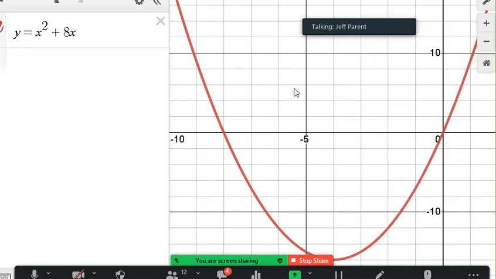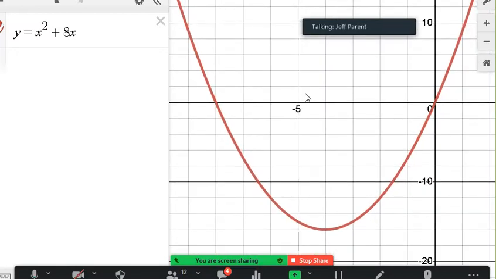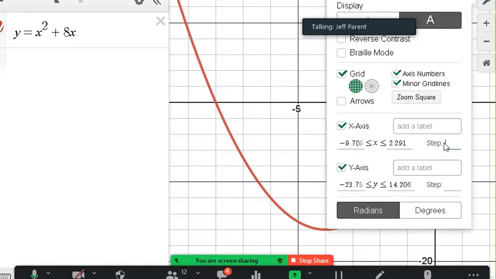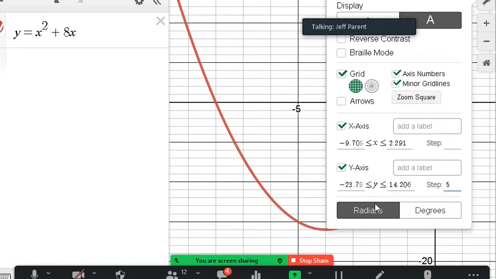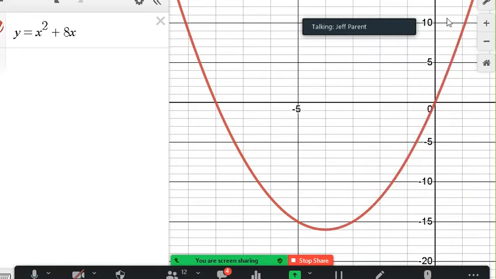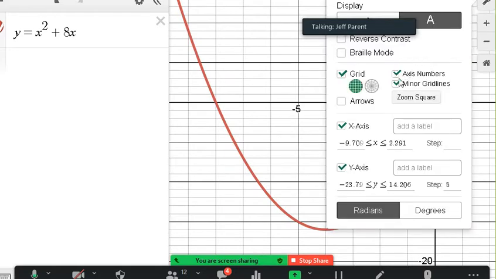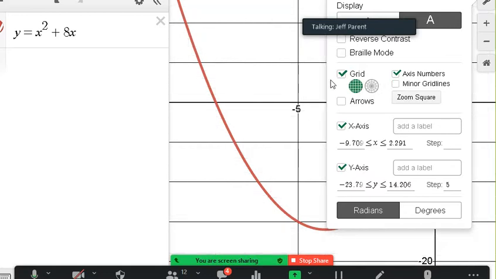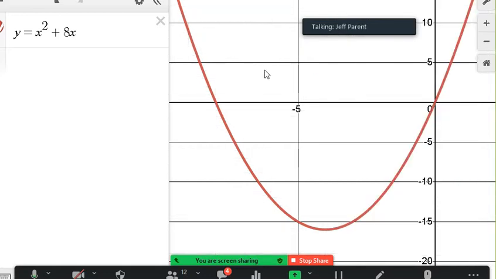So there it is on Desmos. And like the graphing calculator, you can do steps instead of scale. So we're okay there. But on the y-axis, let me maybe put in steps of 5, so it gives you more grid lines. You can get rid of some of those if you want to. Get rid of the minor grid lines. Maybe makes it a little cleaner. So hopefully that helps there.